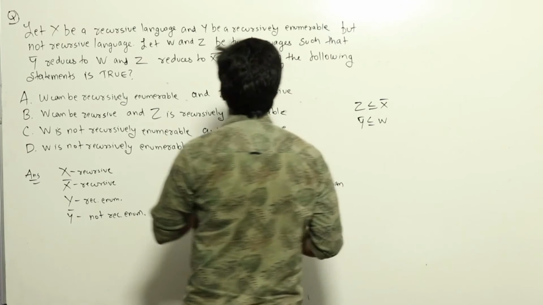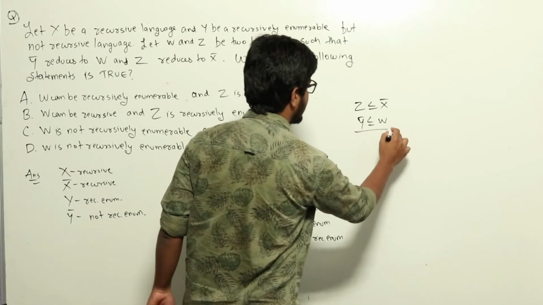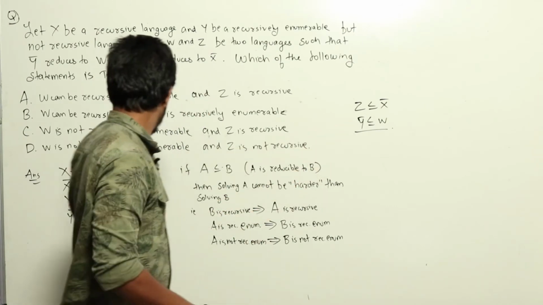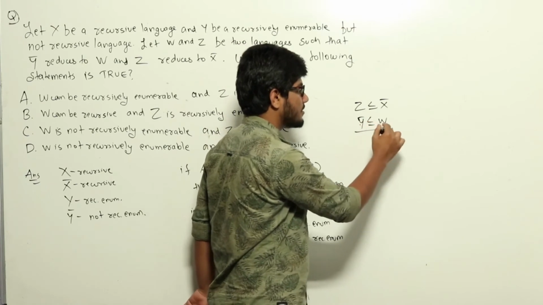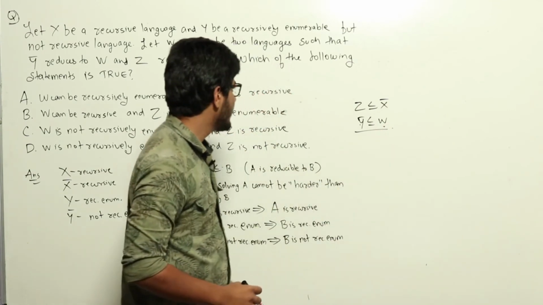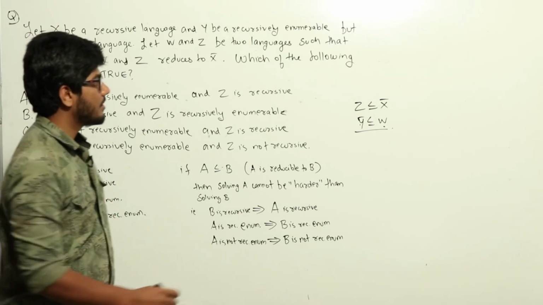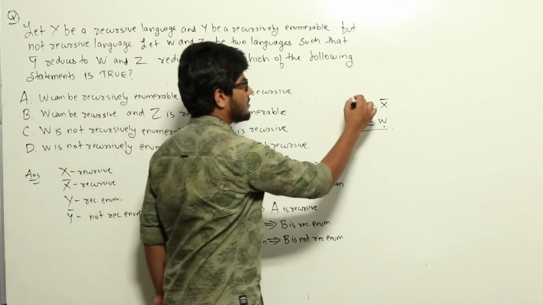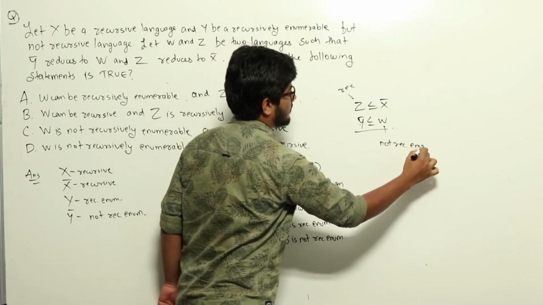Here it's given that Y complement reduces to W, which I can write like this, and we know that Y complement is not recursive enumerable. So Y complement is not recursive enumerable and Y complement reduces to W. Then based on this property we can say that W is not recursive enumerable. Similarly, Z reduces to X complement and we know that X complement is recursive, written here, which means Z will also be recursive, that is from this point here. So now we know Z will be recursive, W is not recursive enumerable.